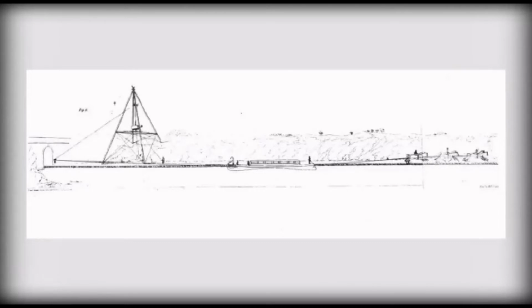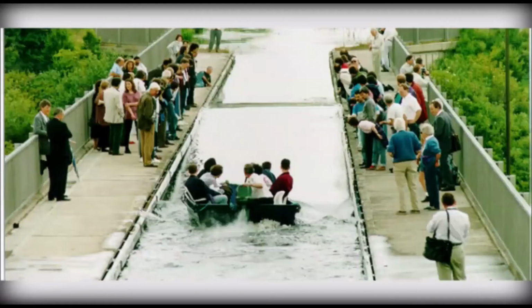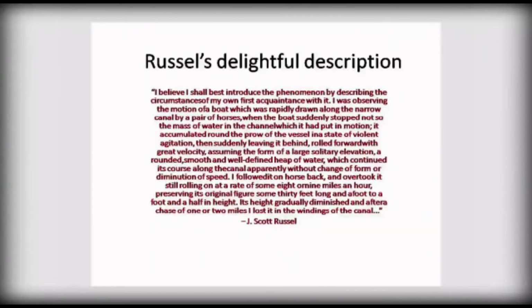In the year 1834, John Scott Russell, riding on a horseback, observed the great wave of translation in the Union Canal connecting the Scottish cities of Edinburgh and Glasgow. His original report appeared in Report on Waves in the year 1844. The great wave of translation is shown here. In the main content of this, Russell has drawn a boat along the canal by a pair of horses.